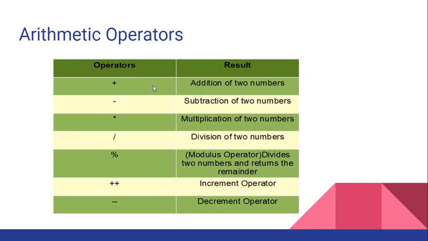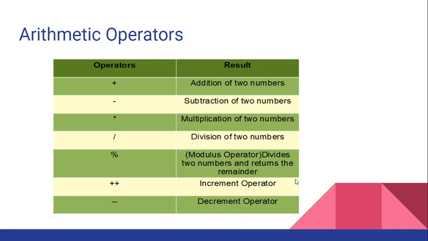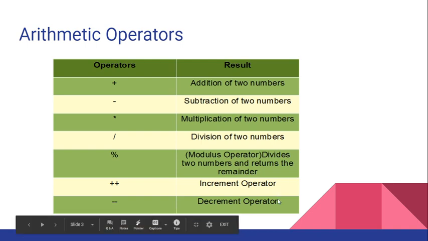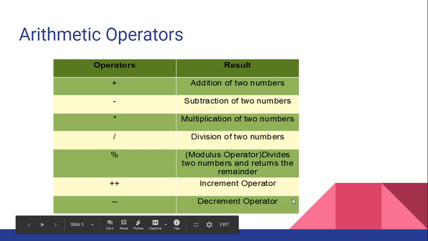First, arithmetic operators. You can see in the last two rows, plus plus and minus minus, the incrementation operator and decrementation operator. This is the unary operator I was telling you about. So these two come under unary operators, not binary operators. The binary operators are from plus until modulo. These last two are unary operators. We'll discuss them at the end.